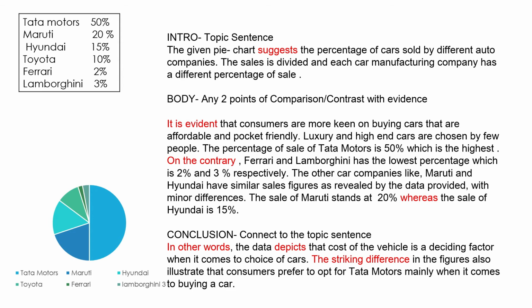So the first thing, the given chart suggests. Suggest is highlighted in red, so you can use a similar word like suggest, which is also depicts, illustrates, etc. Next is, it is evident. It is evident is again a very advanced form of phrase, and if you write this kind of a phrase in the beginning of the statement, it is shown that you have understood.